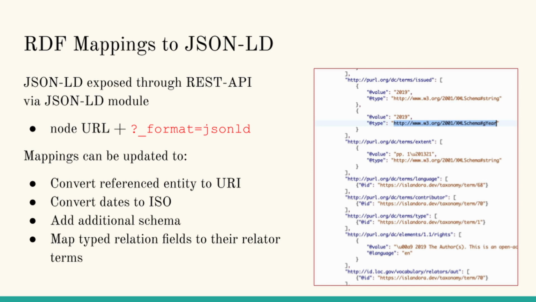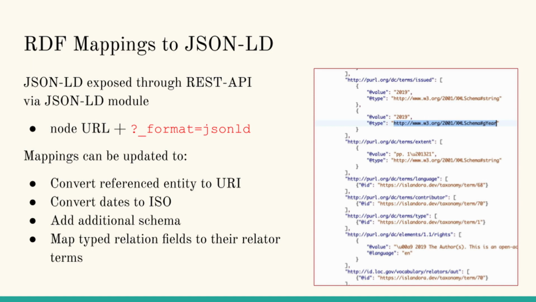Okay. So the other thing the RDF mapping does is it creates a JSON-LD file, which can be exposed by simply adding ?_format=jsonld to the end of any node URL. It does certain things out of the box, but you would need to do some updates to it to do things like converting dates from EDTF to ISO, or to make sure that the reference entities are being exposed as a URI, and various other things.